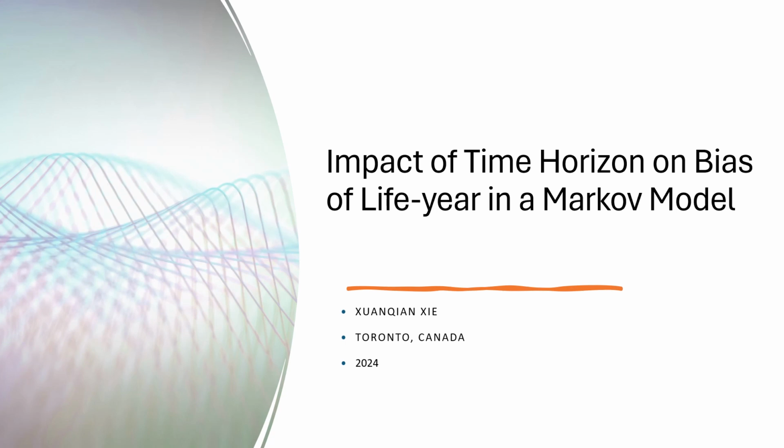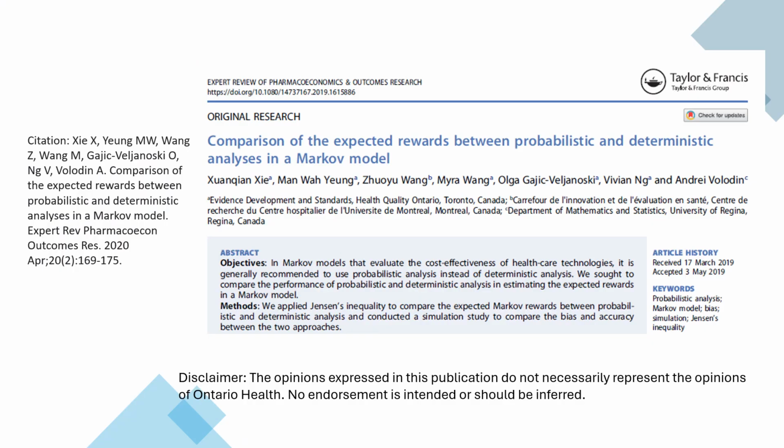Impact of time horizon on bias of life year in a Markov model. This presentation is based on our publication titled Comparison of the Expected Rewards Between Probabilistic and Deterministic Analyses in a Markov Model. I thank my co-authors.